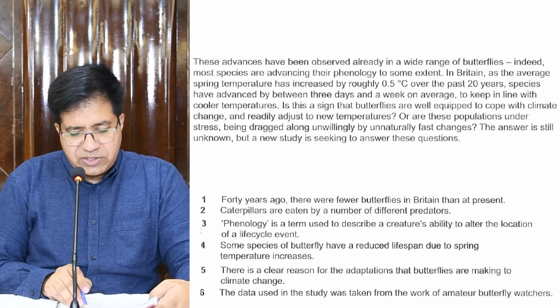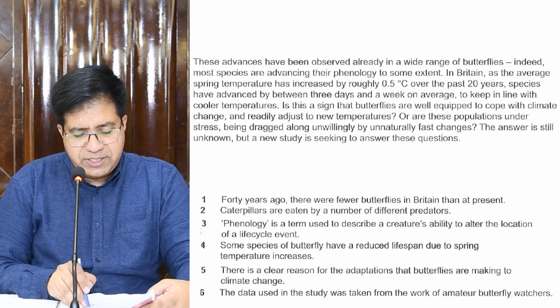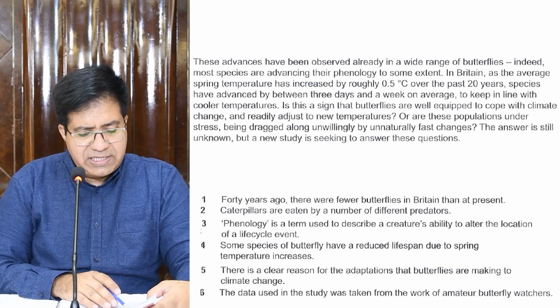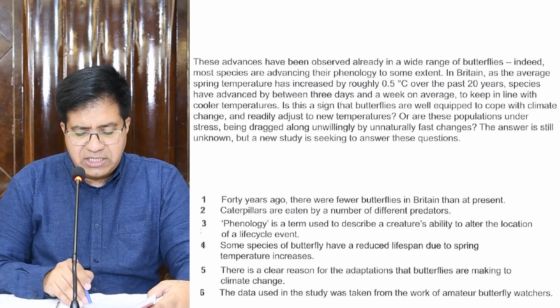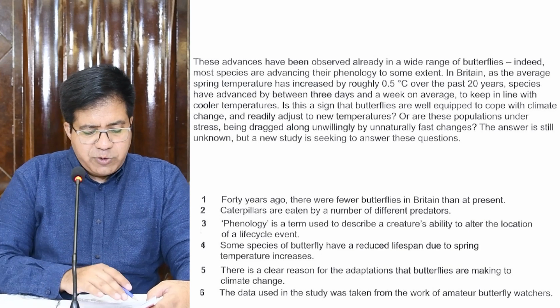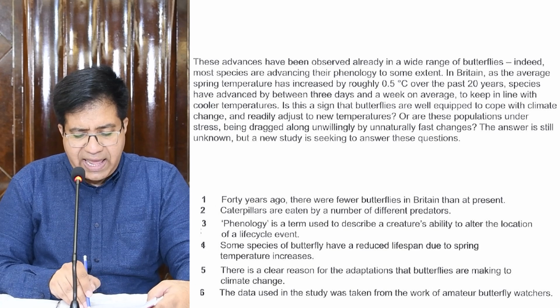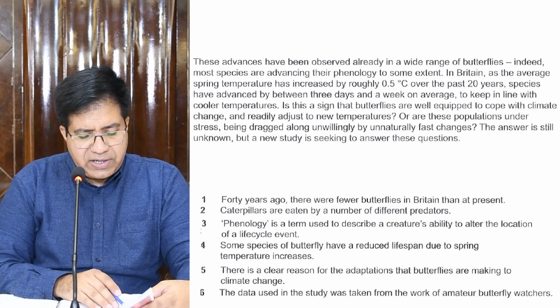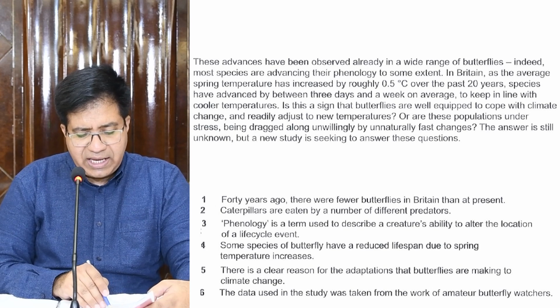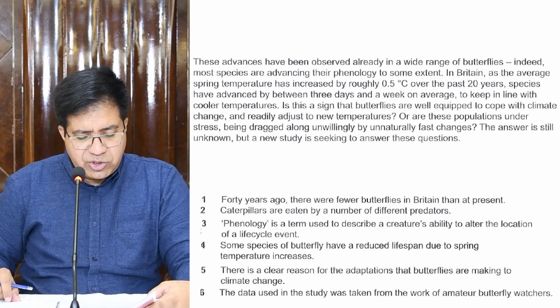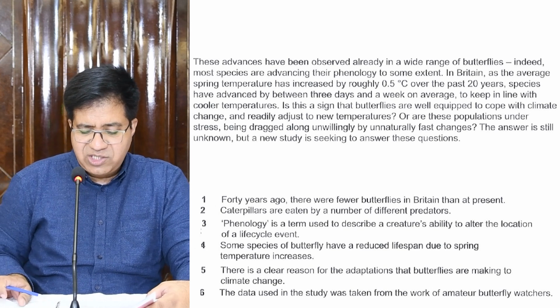All right, so let's get started. They say here, I'm reading it from third paragraph, second line after full stop. In Britain, as the average spring temperature has increased by roughly 0.5 centigrade over the past 20 years, species have advanced by between 3 days and a week on average to keep in line with cooler temperature. Is this a sign that butterflies are well equipped to cope with climate change and readily adjust to new temperatures, or are these populations under stress, being dragged along unwilling by unnaturally fast changes?